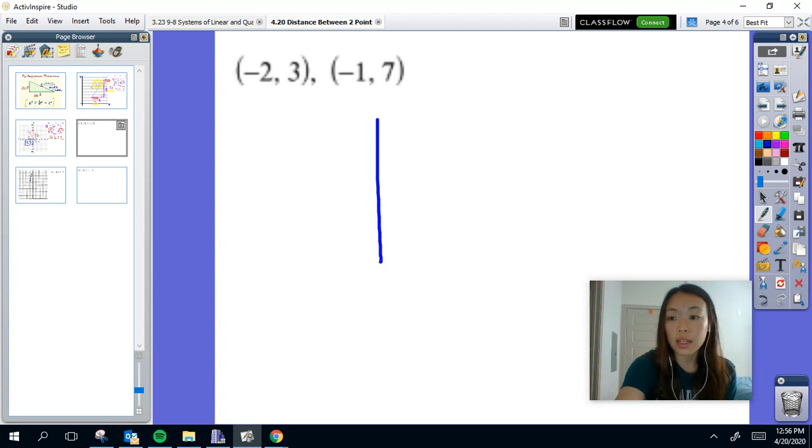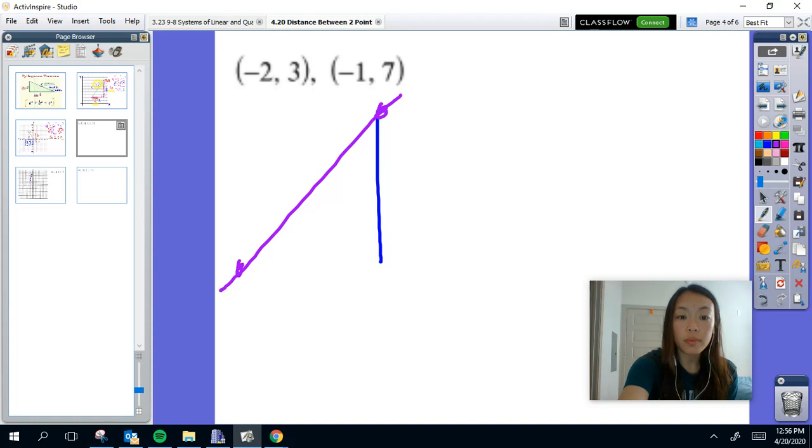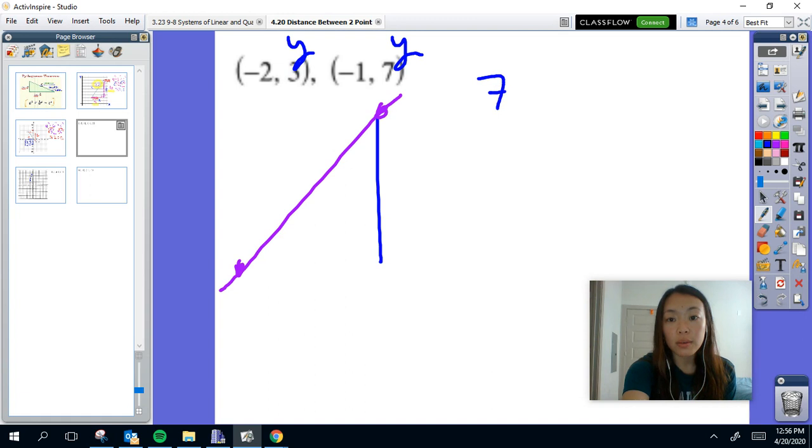So what that means is, to find how far up and down it goes, let's pretend that this purple line are the points. To figure out how far it is up and down, I take the difference of the y values. So what is the difference between 7 and 3? Well, 7 minus 3 is 4. So I know my vertical distance is going to be 4.